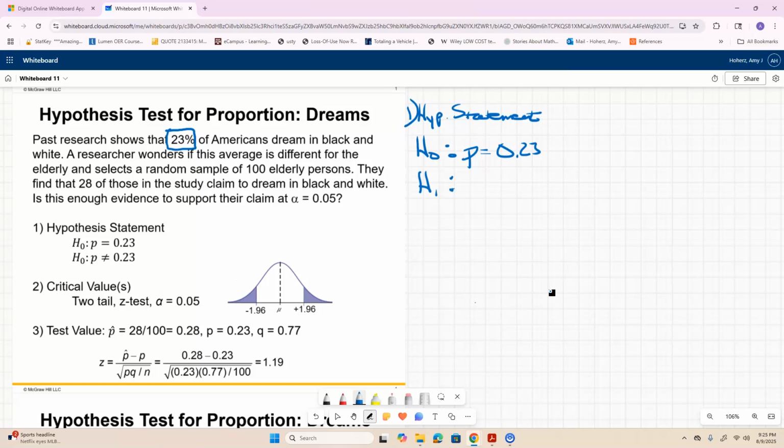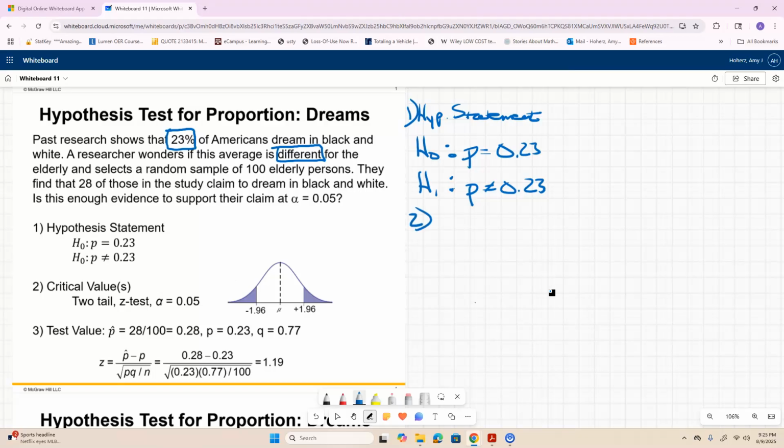Okay, so the alternative hypothesis, let's read on. A researcher wonders if this average is different. Okay, so remember, different indicates to us that we aren't looking for a specific direction. We don't have a hypothesis about whether it's higher or lower. We're just curious if it's different. So the researcher wonders if this average is different for the elderly and selects a random sample of 100 elderly persons. Okay, so our p, seeing if it's not equal to 0.23 for the elderly persons that are in the study.